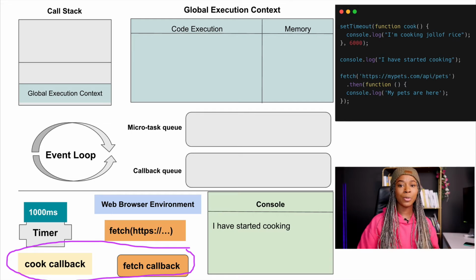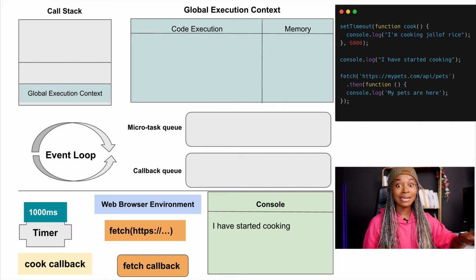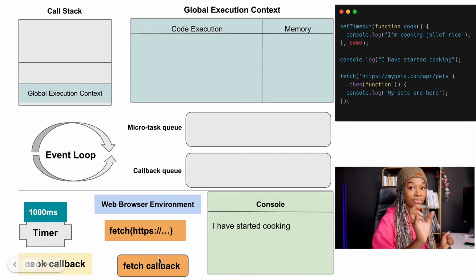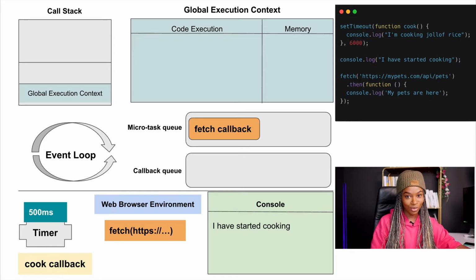Now let's say the network request has been completed. We have our data back. Let's say we got the data back before the timer expired, before the timer finished its countdown. The timer is still counting, right? The data came back really quick. Now once this data is back, this fetch callback function will move from the web API environment into the microtask queue.